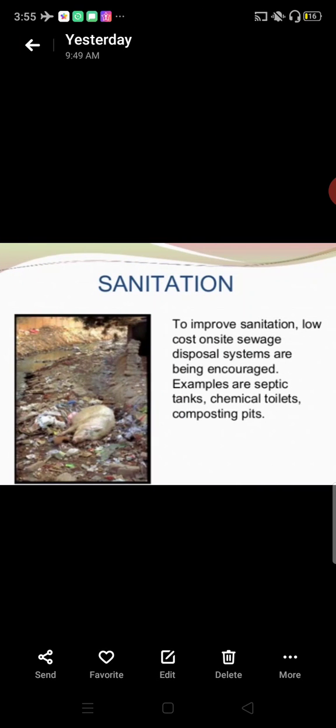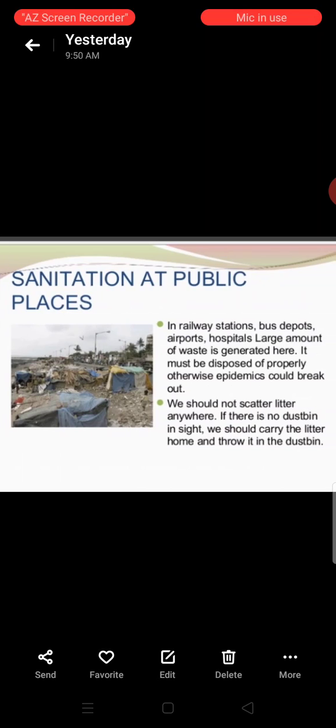To improve sanitation, low cost on-site sewage disposal systems are being encouraged. Examples are septic tanks, chemical toilets, composting pits. So nowadays, to improve the sanitation processes, low cost on-site sewage disposal systems are being used, like septic tanks, chemical toilets, and composting pits.